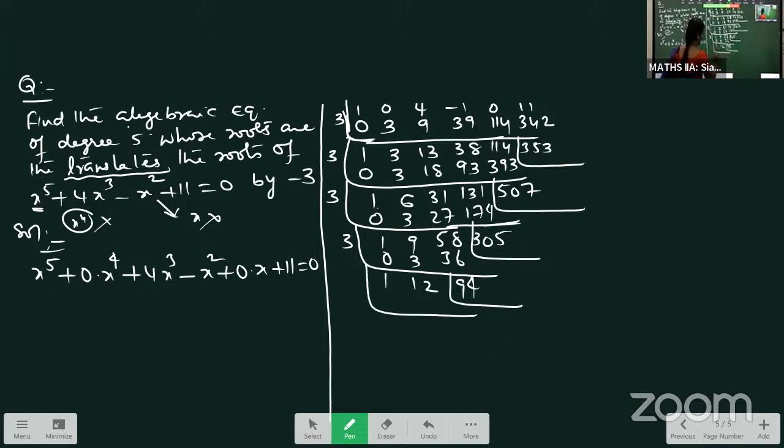Again we do with the 3. 0, 1. 1 times 3 is 3. That is 15. Keep it aside. So whatever the corner values are there, those corner values have to be written now.